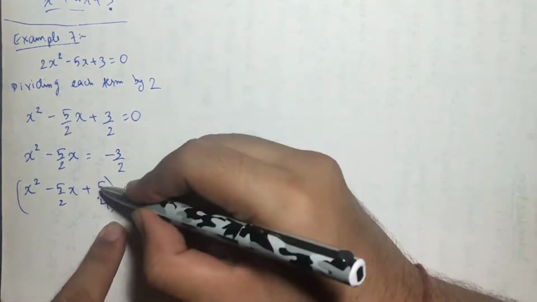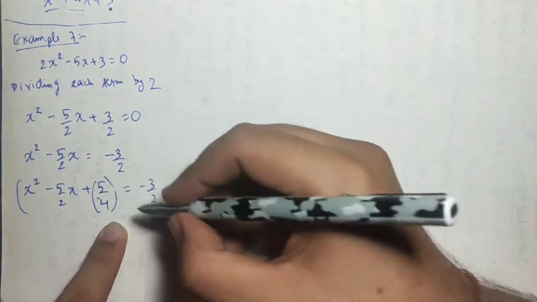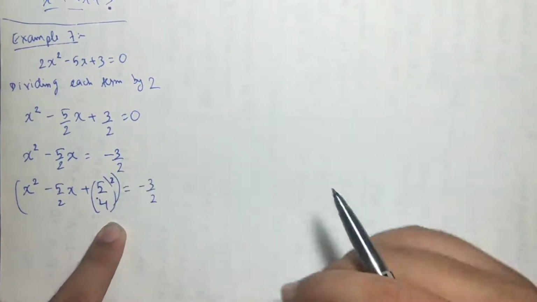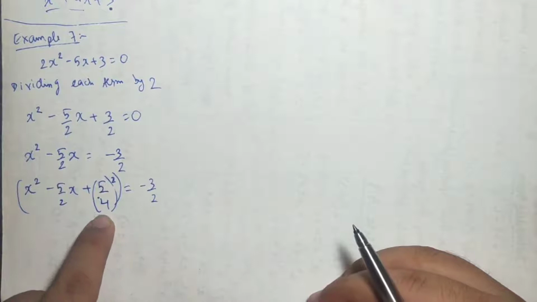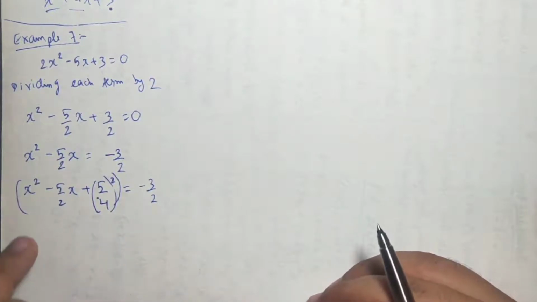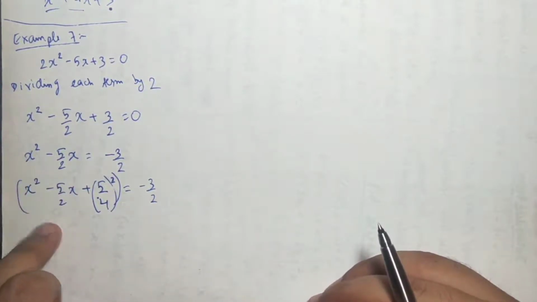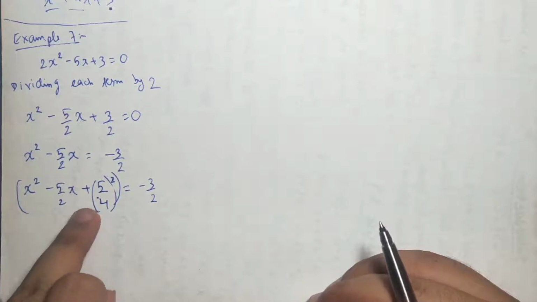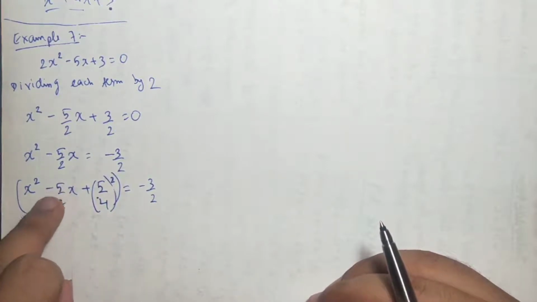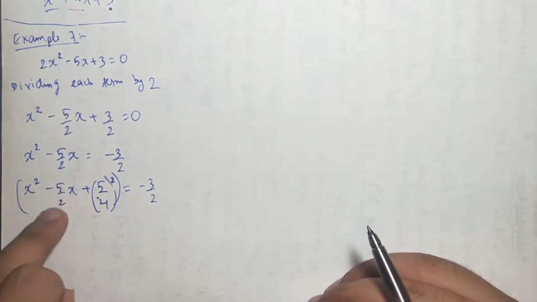And yes, one more thing, this final term which you added, keep a square of it. I am explaining it again. Keep the two terms as it is, x square minus 5 by 2x. Then add the coefficient of x. See the coefficient of x.